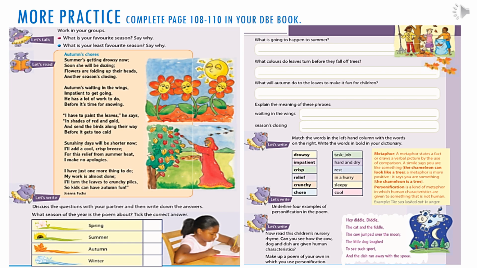Sunshiny days will be shorter now. I'll add a cool, crisp breeze. For this relief from summer's heat, I make no apologies. I have just one more thing to do. My work is almost done. I'll turn the leaves to crunchy piles so kids can have autumn fun.